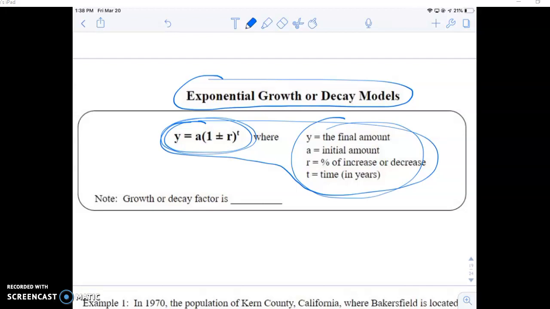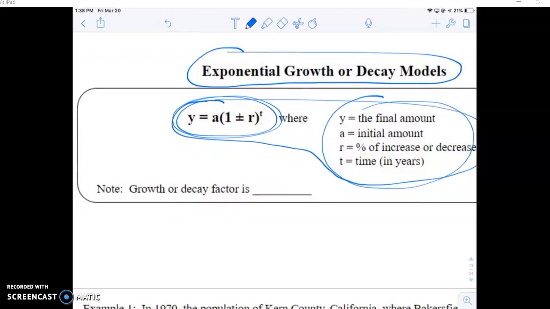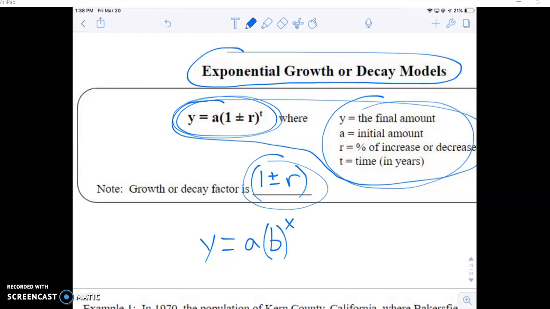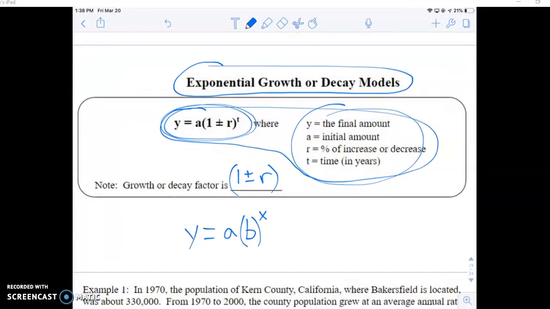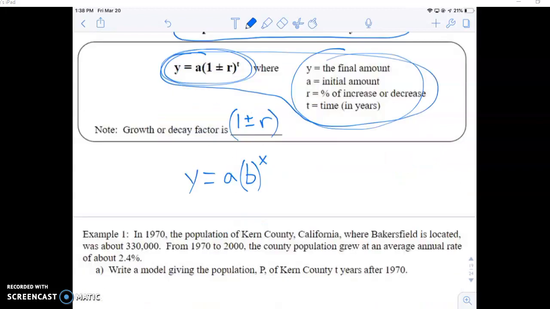Also, it says growth or decay factor is blank, and we're just going to be writing 1 plus or minus r. It's similar to when we did graphing earlier. Remember the growth or decay factor was b. It's basically the same thing. We're just replacing that b with that 1 plus r. So this equation is what we'll be using this entire lesson.